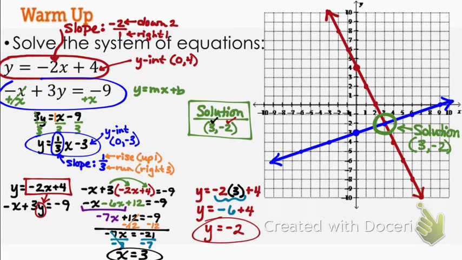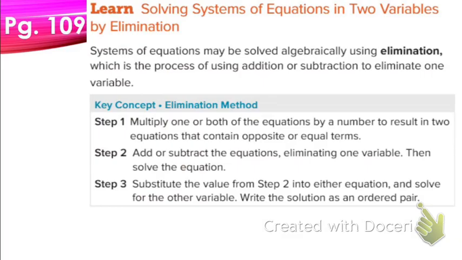So we can solve using more than one method. We should get the same answer either way. Solving by graphing, solving by substitution. Today we're going to talk about the third and final solving method. This is solving using elimination. Grab your books for me. We're going to be on page 109.